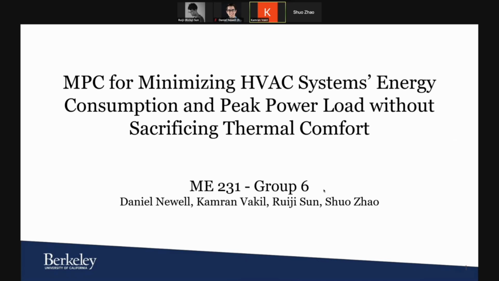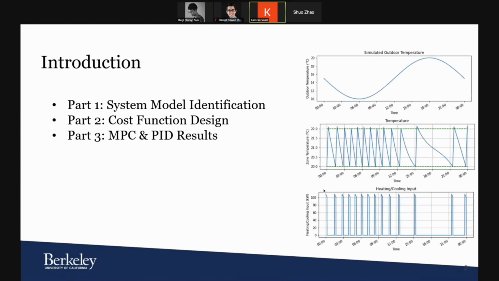Hello, we're Group 6, and our project is using MPC for minimizing HVAC system energy consumption and peak power load. Contemporary HVAC systems tend to use on-off control, and while this is easy to implement, it's not very useful with regards to thermal comfort or peak energy consumption.